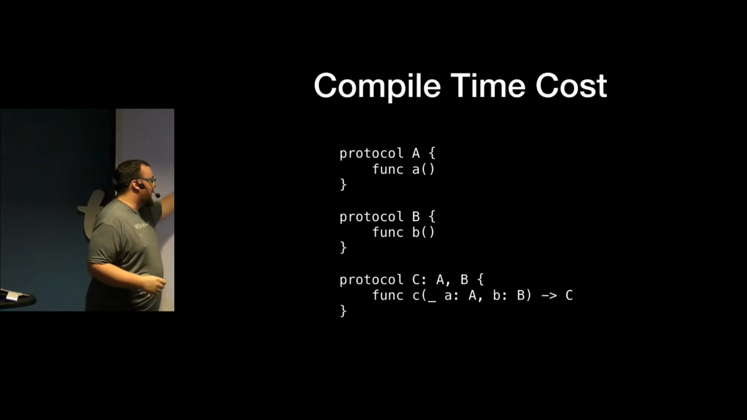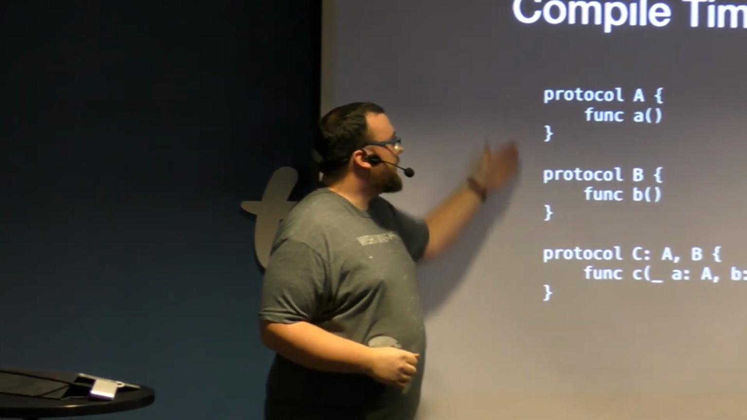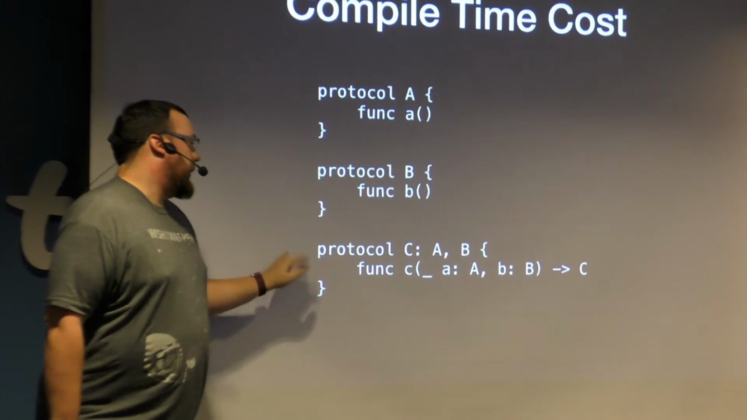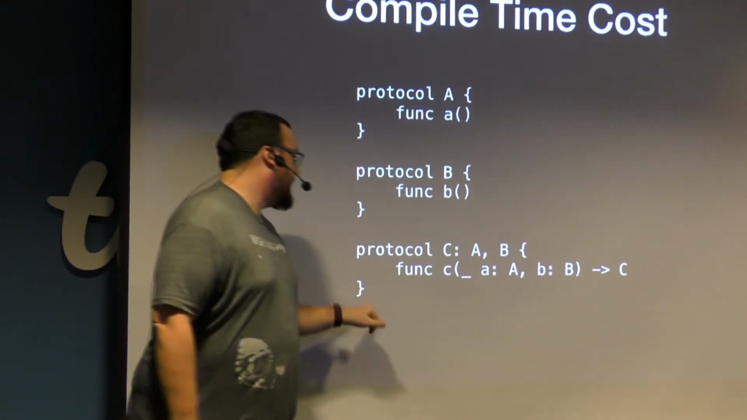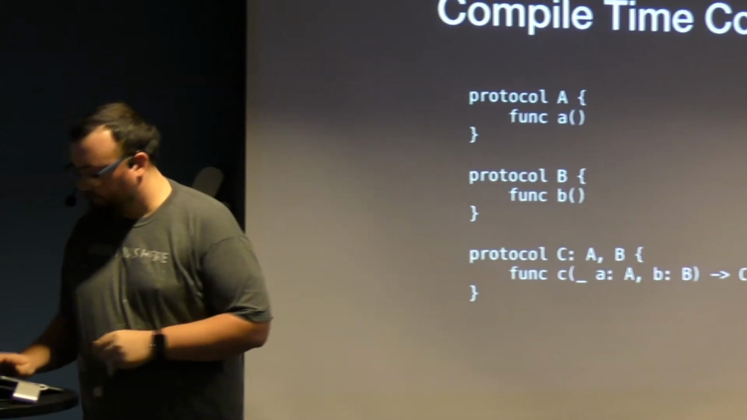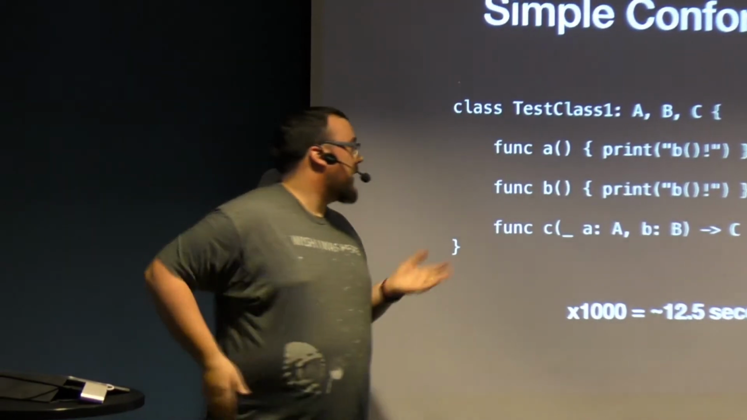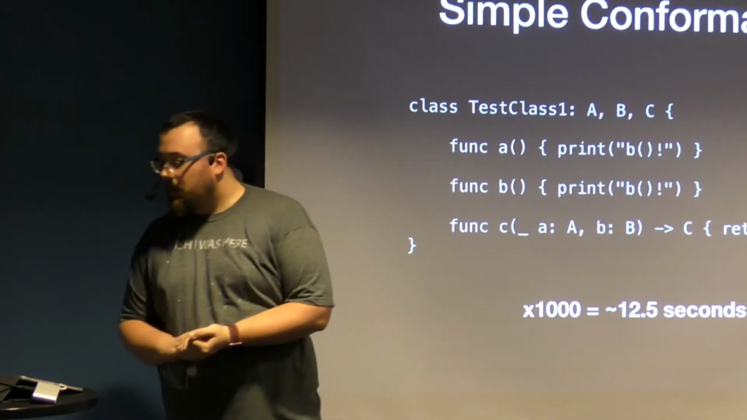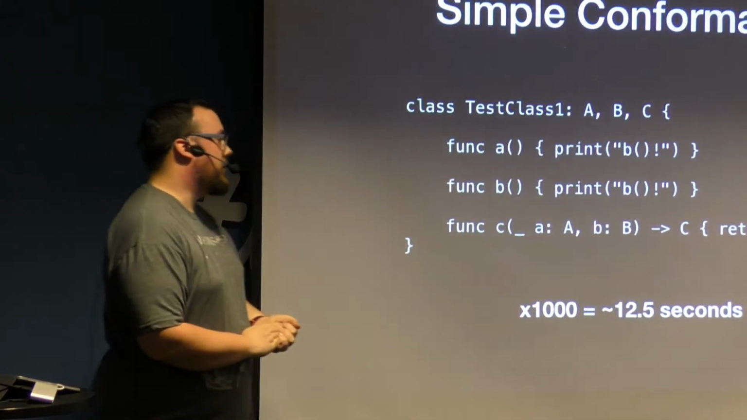That implements these protocols. So very, very simple protocols. Protocol A, function A. Protocol B, function B. Protocol C, which is A and B, which has that. No default implementations, nothing. So 1,000 classes that are this, but with a different number up here. Took about 12.5 seconds to compile on my computer.